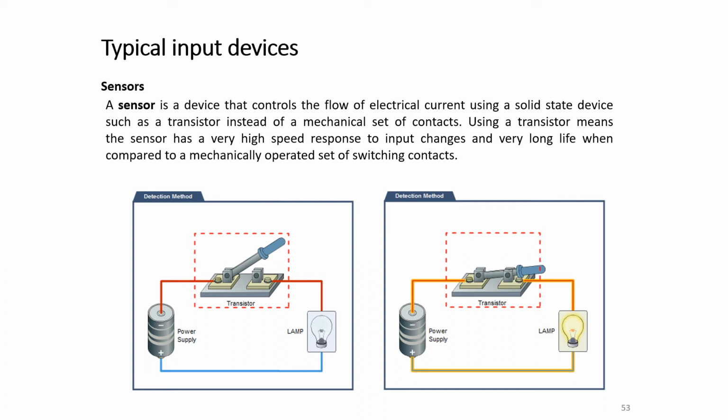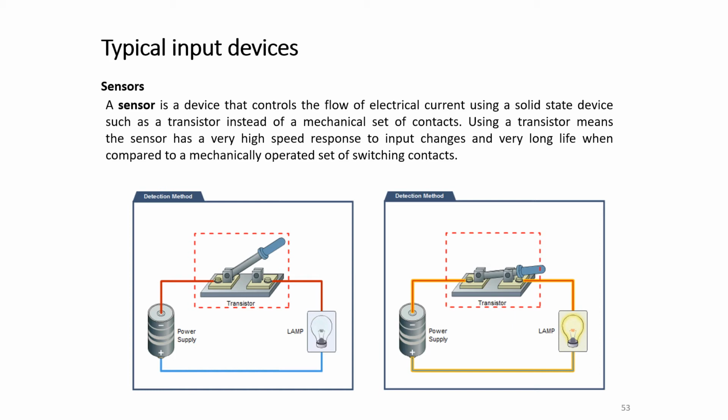Okay, another type of input switch is sensors. A sensor is a device that controls the flow of electrical current using a solid state device such as a transistor instead of a mechanical set of components. Using a transistor means the sensor has a very high speed response to input changes and a very long life compared to a mechanically operated set of switching contacts.